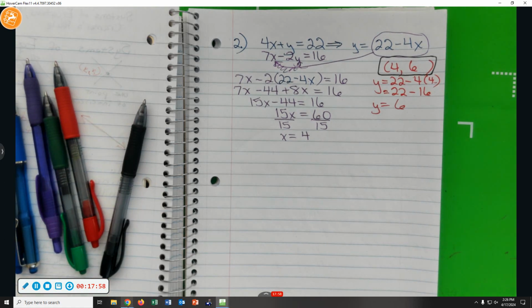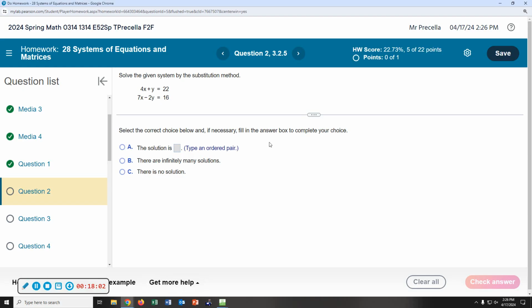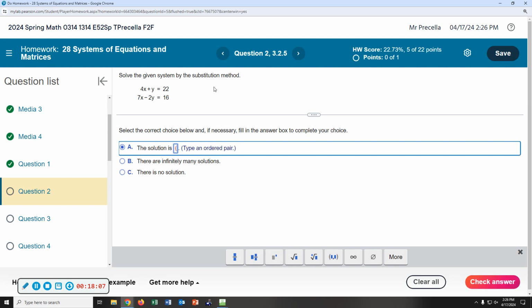Although I always tell the students, it's not mandatory to check. Yeah, it's not. And I think you need to be confident with your own work. So there. Parentheses 4, comma 6. Is that it? Mm-hmm.